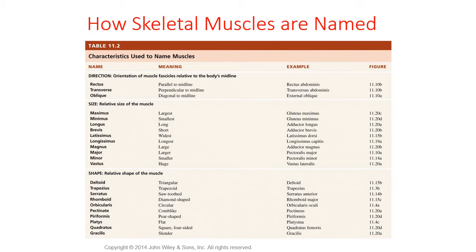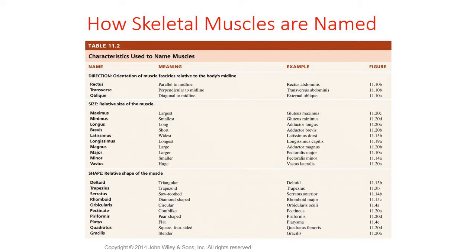The latissimus muscle is very wide. Longissimus muscle will be very long. Longissimus muscles, you'll find those along the spine, like the longissimus capitis. Capitis, as you would kind of ascertain, is more so for the head. Magnus, major, minor. Vastus means just a very large muscle. The vastus lateralis muscle is one of the very large muscles that makes up the quadricep.